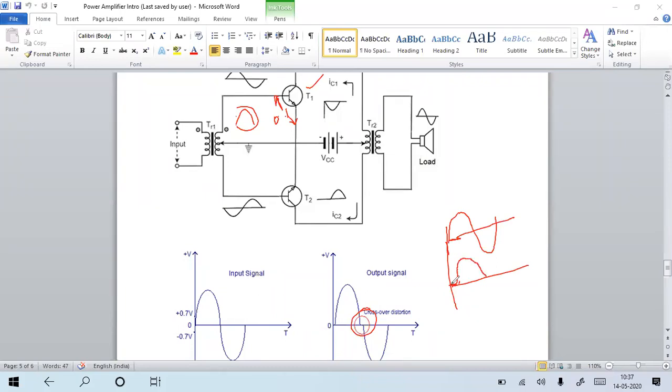Even in the negative cycle, what will happen? Transistor 2 will not turn on immediately. It will take some time, because the cut-in voltage must be satisfied. So only after that does it turn on.